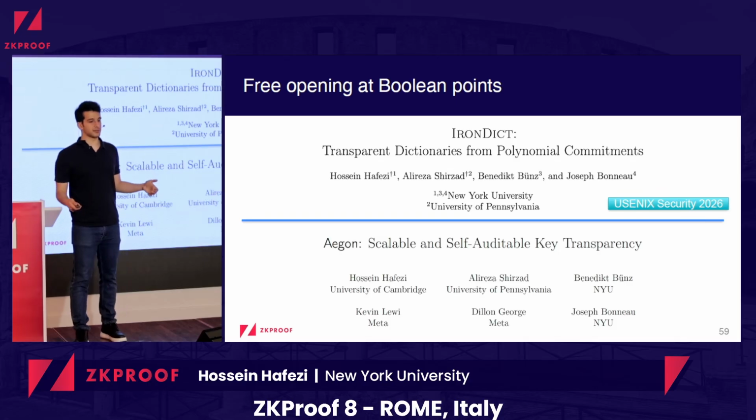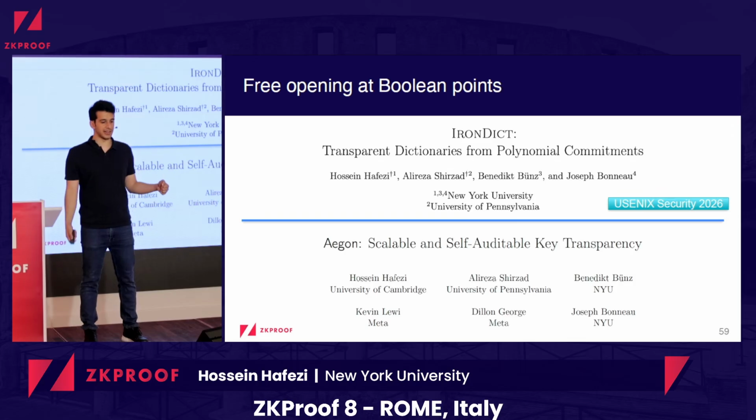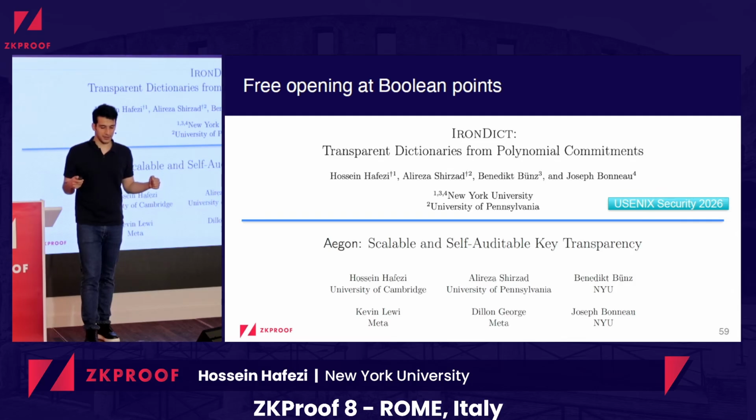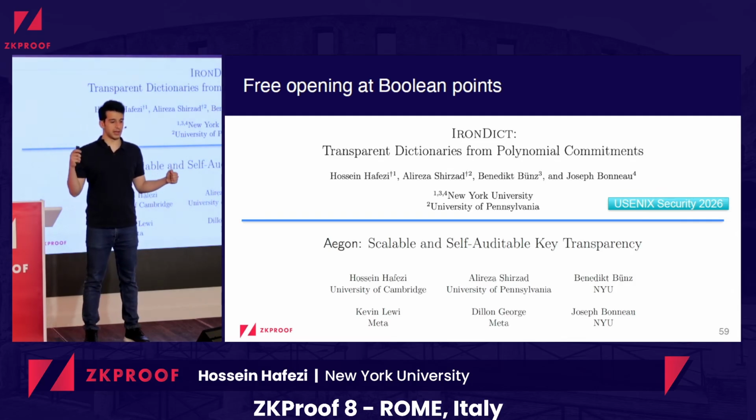Another application of this free opening at the Boolean points that we really like, and took to the extreme in these recent papers, Irondick and Agon, is that we build a dictionary commitment via polynomial commitments, and then we really need this property of free opening to open the labels efficiently for the dictionary. If I want to tell you how crazy efficient it is, with Agon we commit to a dictionary of size 100 billion, and we get an opening of 10 milliseconds per label, thanks to the efficient zero-knowledge compiler of KZH and the free opening.